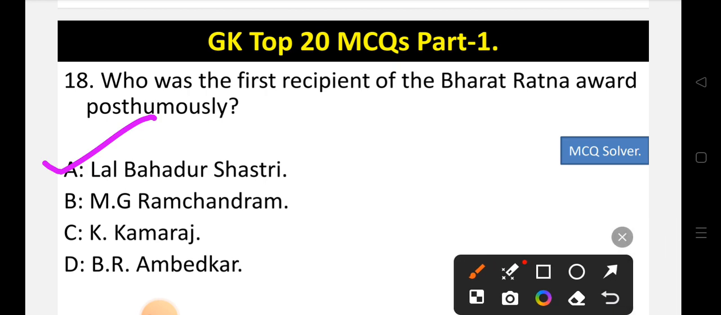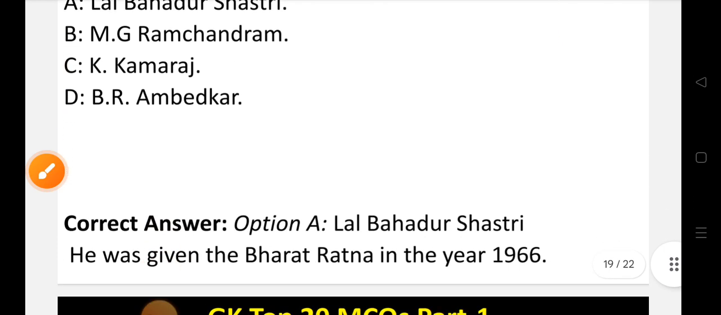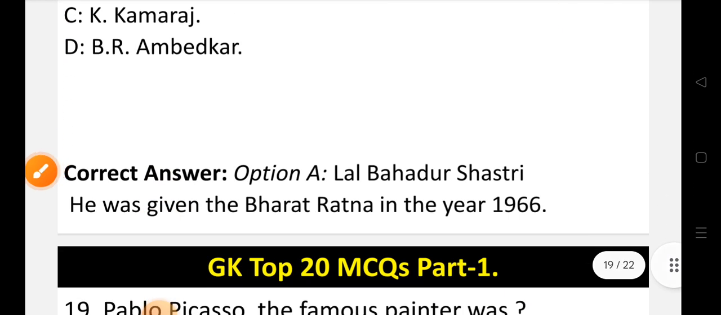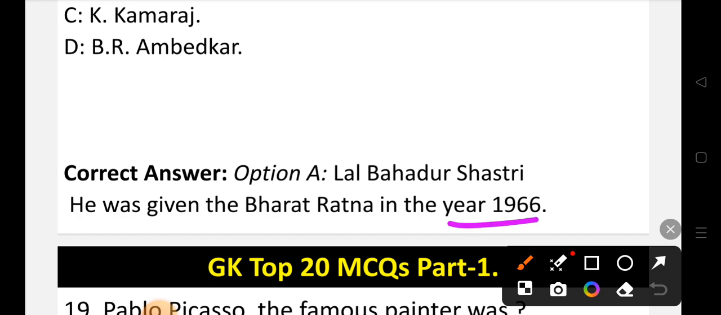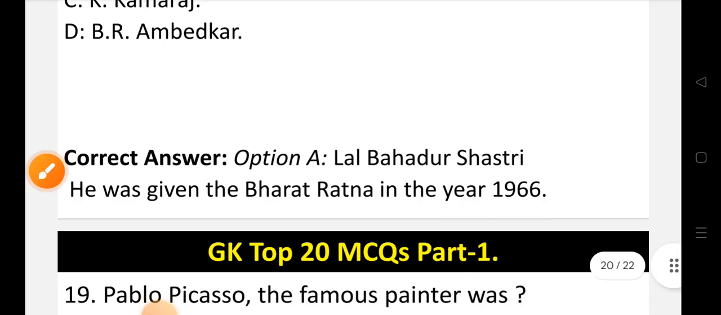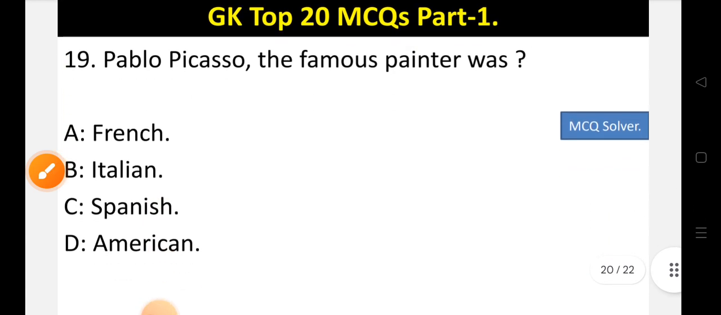And he was the second Prime Minister of India, and during his reign only he gave the slogan, that is Jai Jawan Jai Kisan. So A is the correct option. So he was given Bharat Ratna in the year 1966. Do remember these facts. Now let's move to question number 19.